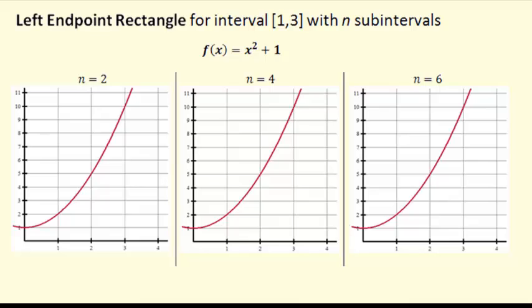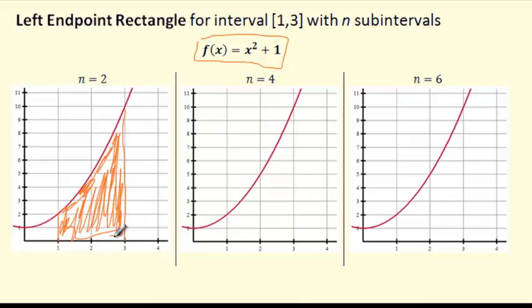Let's say I want to find the area under the curve, and I'm going to do it in orange here. So I've got a left endpoint rectangle for the interval 1 to 3 with n subintervals, and I'll explain that. So here's my function, and I want to know essentially from 1 to 3, what is the area under the curve? Well, it's not a nice, easy rectangle, is it? I can't just do length times width to find this area. So we're going to approximate this area. The whole idea of this section is making approximations of the area under the curve.